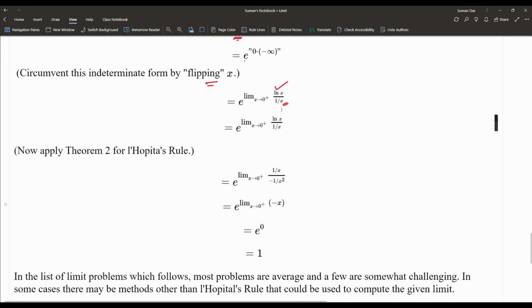So that is the form where we can use L'Hopital's rule, because we are getting 0 by 0 or infinity by infinity, e to the power. So once again we are using L'Hopital's rule, and after first order differentiation of log x we are getting 1 by x, and 1 by x after first order differentiation getting minus 1 by x square. So e to the power limit x tends to 0 plus, that is becoming after calculation minus x. Now put the value of x here, that is e to the power 0, and we are getting the result as 1.